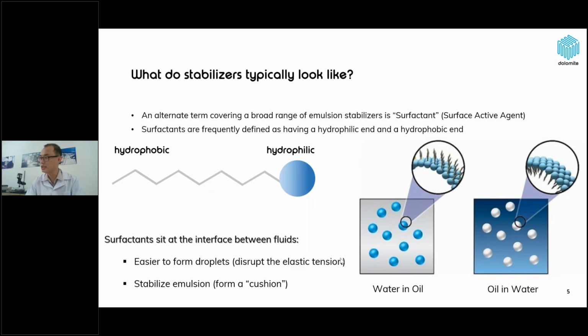If you have a look at this example, the water in oil emulsion, you can see how a surfactant is placed at the interface between the water and oil. In this case, the hydrophobic end will cover the droplet in the water in oil emulsion. In the oil in water emulsion, the droplet will be covered by the hydrophilic end.